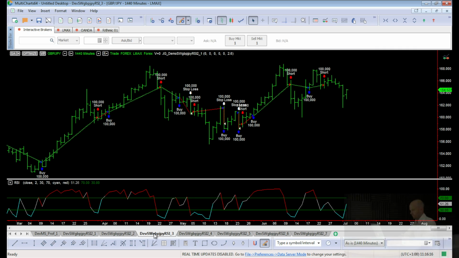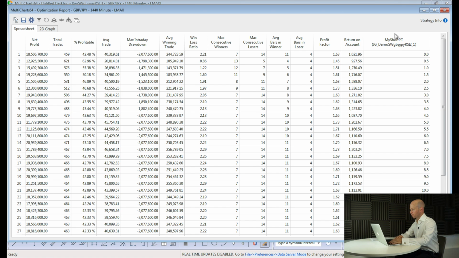Scott found that using a target for buy trades or long trades of 1,000 pips and for short trades using 650 pips works quite well. I've run a test on both of those, so let's see if my testing agrees. First, let's have a look at the optimization for the short profit target.